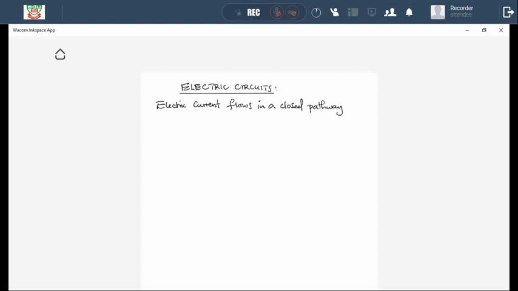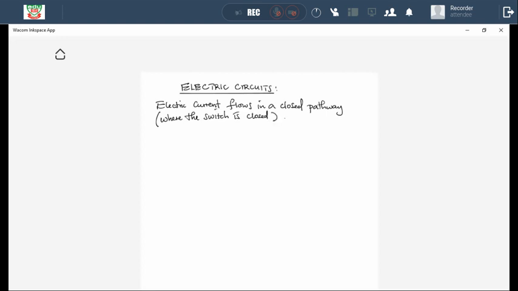So electric current flows in a closed pathway, which means when the pathway is not closed, when it has got gaps, or when there is a switch and the switch is open, current cannot flow. So it is very important that as we are moving together, we must appreciate the point that electric current flows in a closed pathway. So in bracket, I'm going to say where the switch is closed.